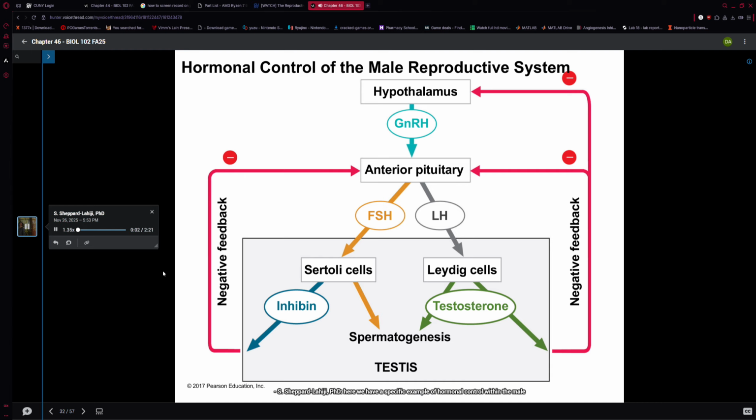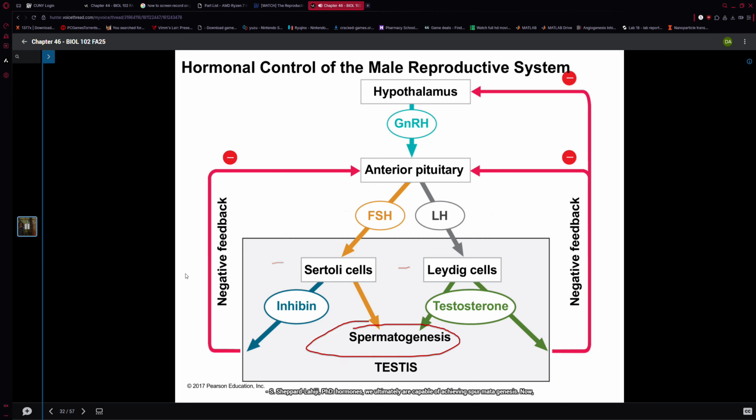Here we have a specific example of hormonal control within the male reproductive system. So there's the hypothalamus. Once puberty sets in, the hypothalamus is going to be releasing gonadotropin releasing hormone. That hormone will act upon the anterior pituitary, and the anterior pituitary will release follicle stimulating hormone and luteinizing hormone. These two hormones will act on Sertoli cells and Leydig cells, respectively. As a result of these hormones, we ultimately are capable of achieving spermatogenesis.